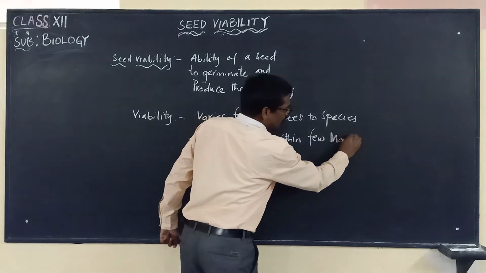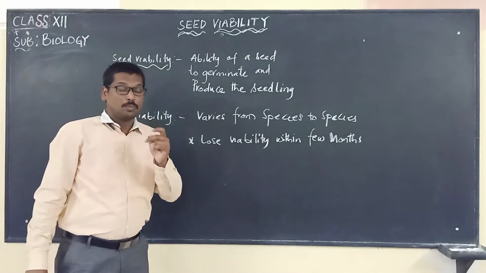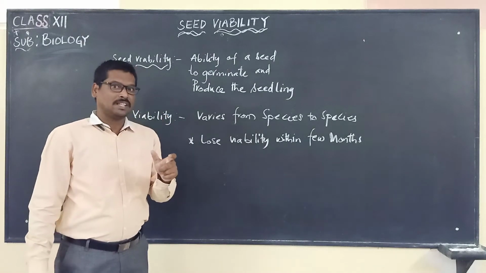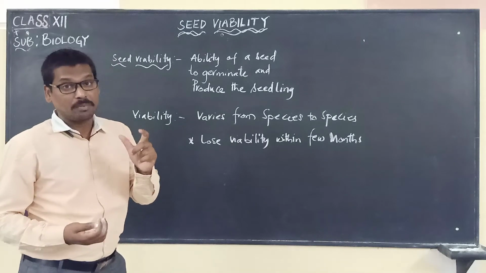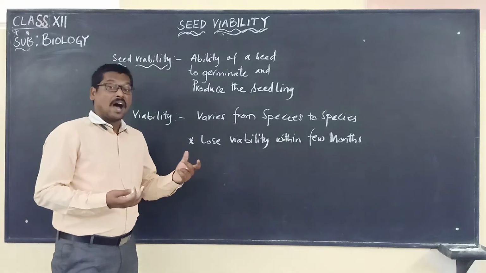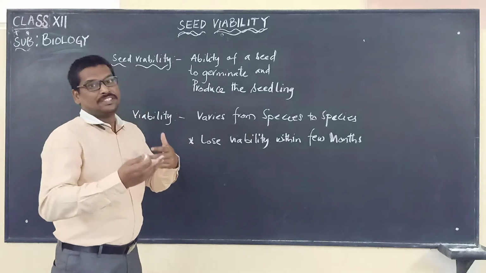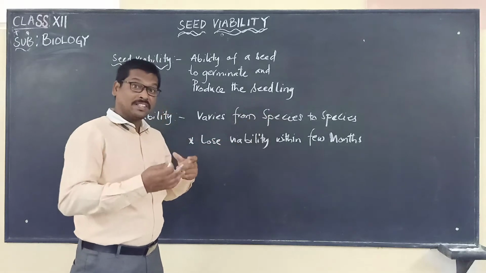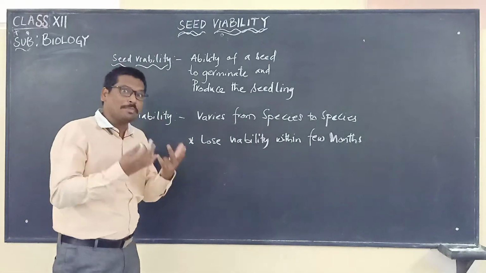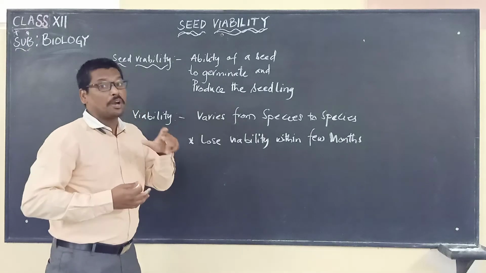But there are some plant seeds which will have viability of about hundreds of years. Means after hundreds of years they will germinate and produce the seedling. They have the ability to go into a dormancy stage. There are a few seeds which go into the dormancy stage.